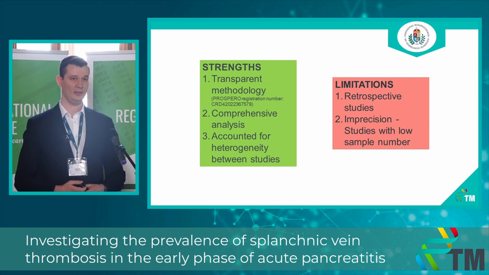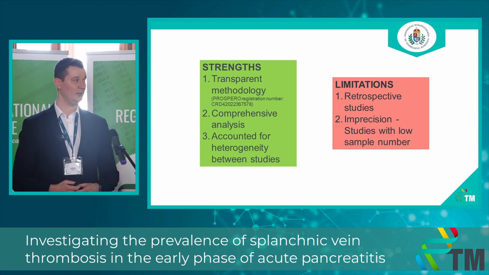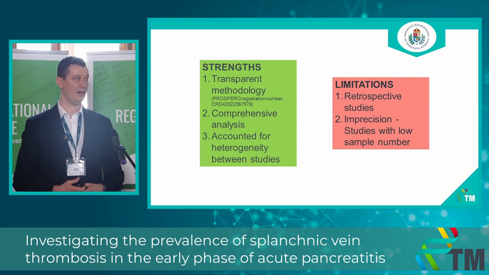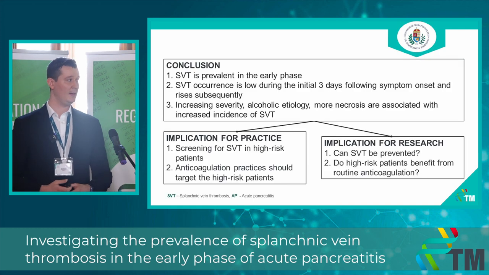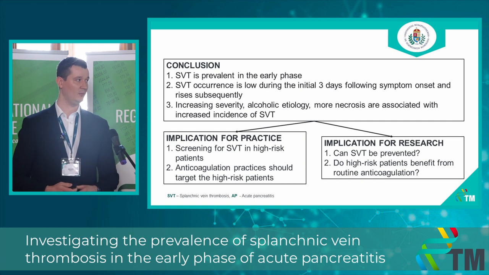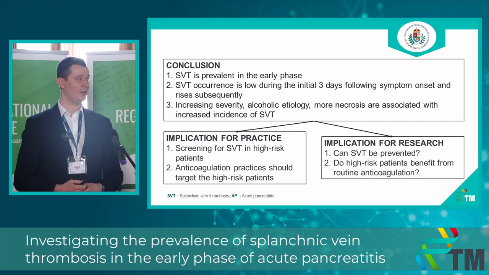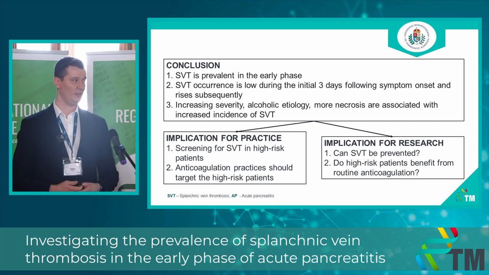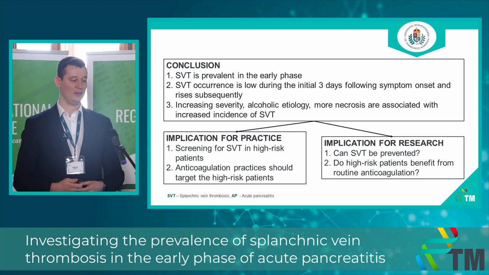The limitations include that almost half of included studies were retrospective by design, and the majority of them had low patient numbers leading to imprecision. So in conclusion, SVT is prevalent in the early phase, affecting around 1 in 6 patients. Occurrence is low in the first 3 days after symptom onset and rises subsequently. Increasing severity, alcoholic etiology, and more necrosis are associated with increased incidence of SVT.